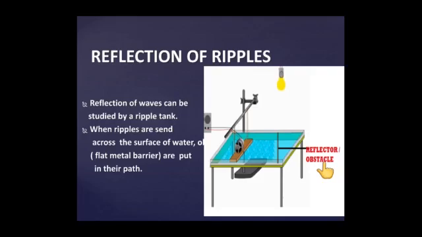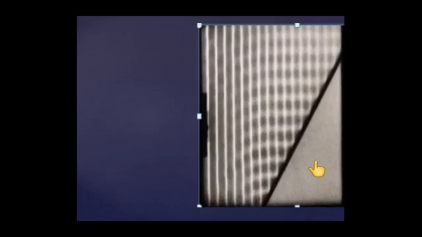Here we are using the straight ripples formed by the vibration of the wooden bar. Let's have a close look now. This is the image captured using a camera of the screen of the ripple tank while the experiment of reflection of a wave was carried out. In this figure, you can see many straight lines which are vertical.